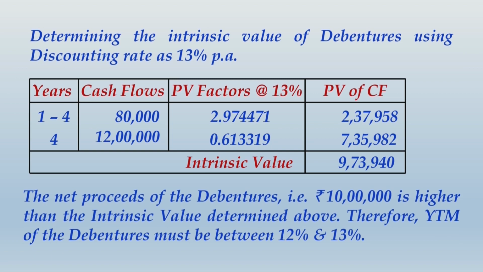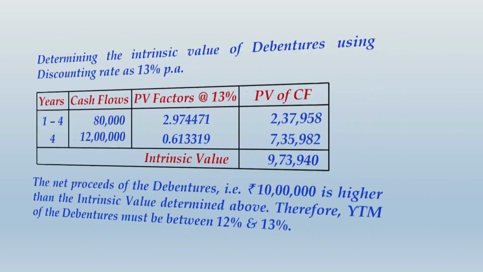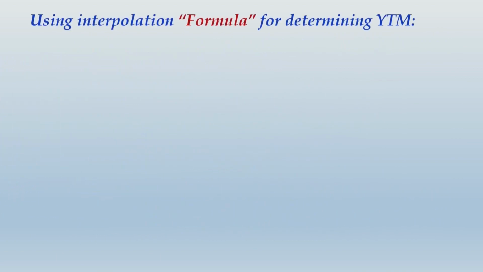So here if you try to calculate NPV, NPV will go to negative. So with 12% discounting rate, which was a lower discounting rate, we got a positive NPV. With 13% discounting rate, we got a negative NPV. Therefore YTM of the debentures must be between 12% and 13%. Let us move ahead and look into how to determine that YTM using interpolation formula.